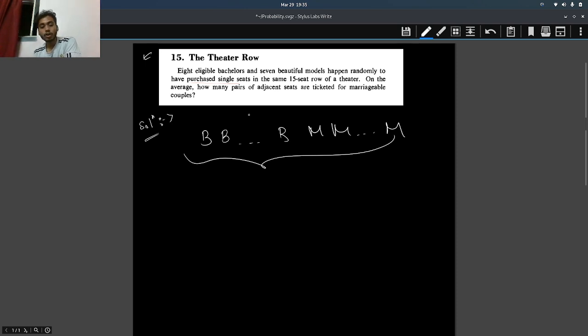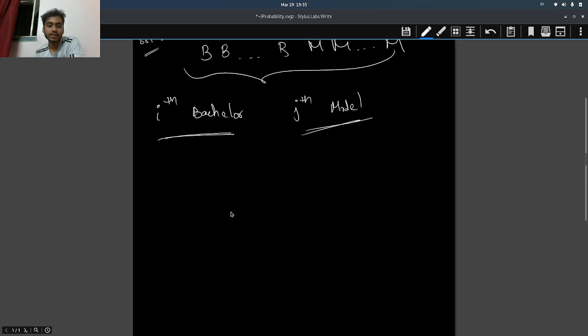So what I found out was, let's say we select the ith bachelor. This is not the solution shown in 50 Challenging Problems, but I think it is a very good and efficient solution. Let's select the ith bachelor and the jth model, and let's make them sit together. So this guy is getting lucky and is sitting beside a model. There are two possibilities, bm and mb, in which they can be seated.